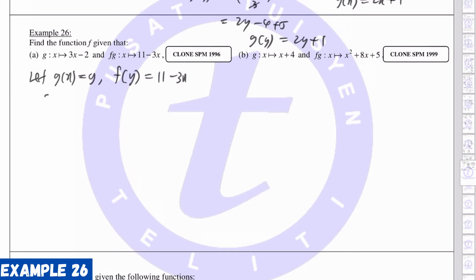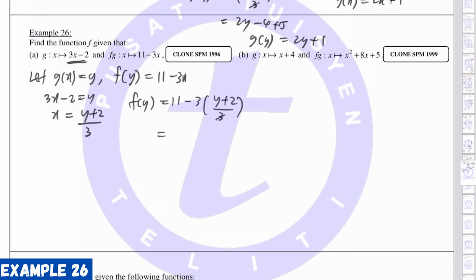I know g(x) is 3x minus 2. From here, I make x the subject. Okay, x is now (y plus 2) over 3. And I will take this and substitute inside here. The moment you substitute, you can cancel 3 and 3. You get 11, the negative times inside, minus (y minus 2). My f(y) is now 9 minus y. If f(y) is 9 minus y, f(x) is 9 minus x.